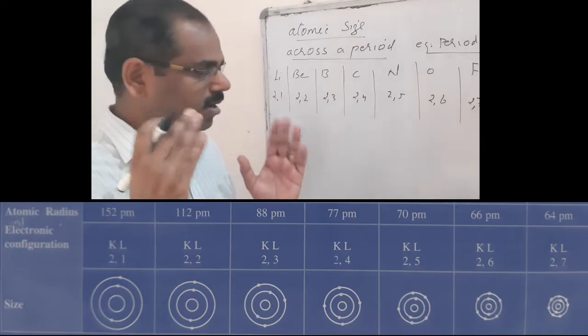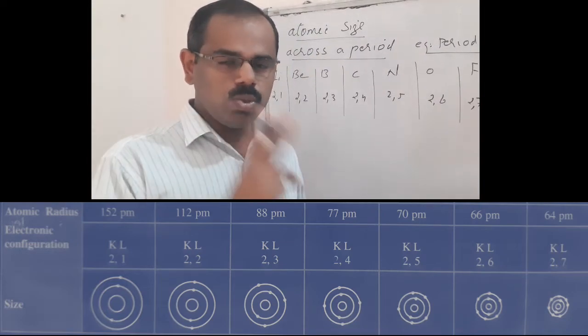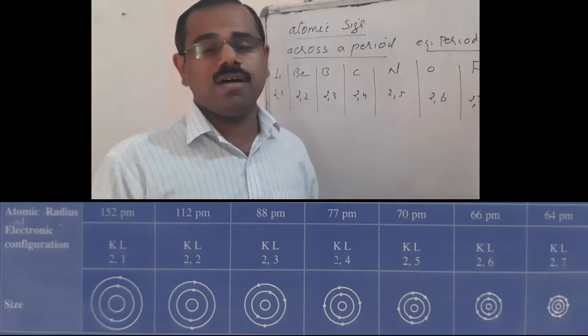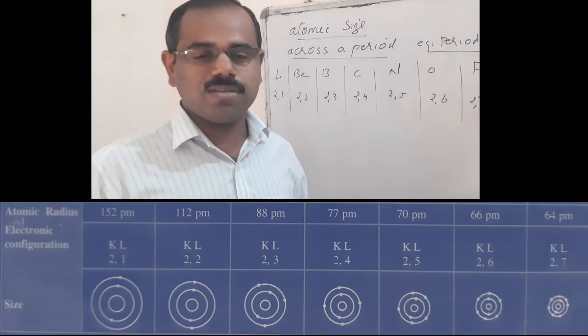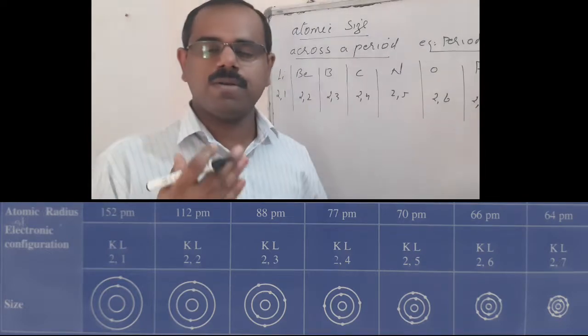Okay, again I repeat: atomic size from left to right is decreased due to two reasons: the increasing effect of nuclear pulling, as well as no addition of shells, the number of shells remaining the same.